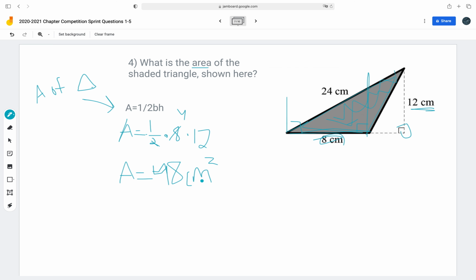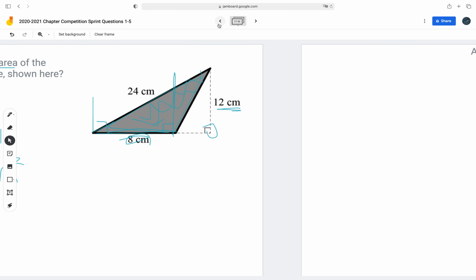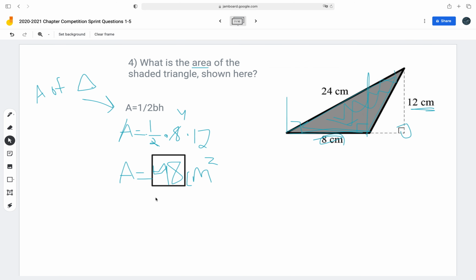48 centimeters squared. And yeah, make sure you have the centimeters squared on the test, but 48 is my answer. Let's check that. And we are correct. So if you have any questions, just let me know in the comments below.